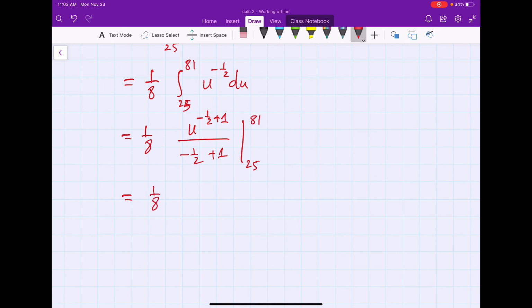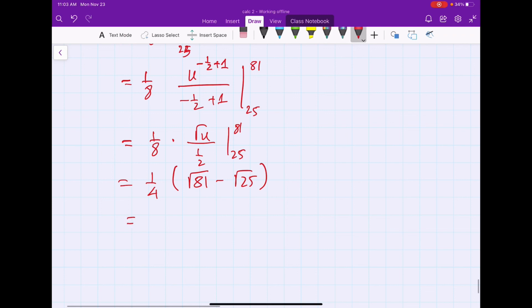So 1 over 8 times square root of u divided by 1/2, evaluated from 25 to 81. You might simplify that. So that is 1/4 times (square root of 81 minus square root of 25). It looks pretty nice. So 1/4 times (9 minus 5). Oh, the final answer is just 1. Okay. All right.